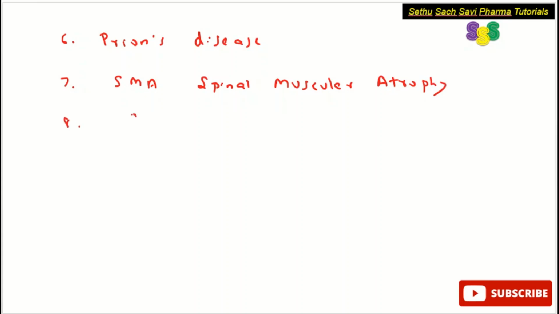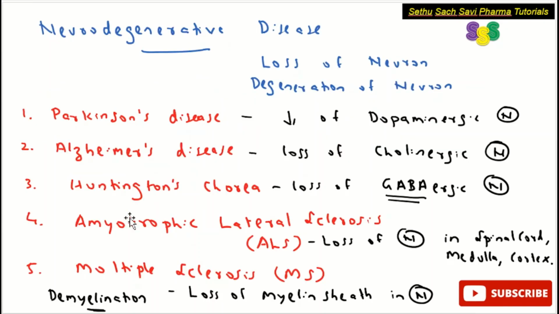Another one is spinocerebellar ataxia. So these are all examples of neurodegenerative diseases: Prions disease, SMA (spinal muscular atrophy), and spinocerebellar ataxia. And the commonly seen neurodegenerative diseases include Parkinson's disease, Alzheimer's disease, Huntington's chorea, ALS, and multiple sclerosis.